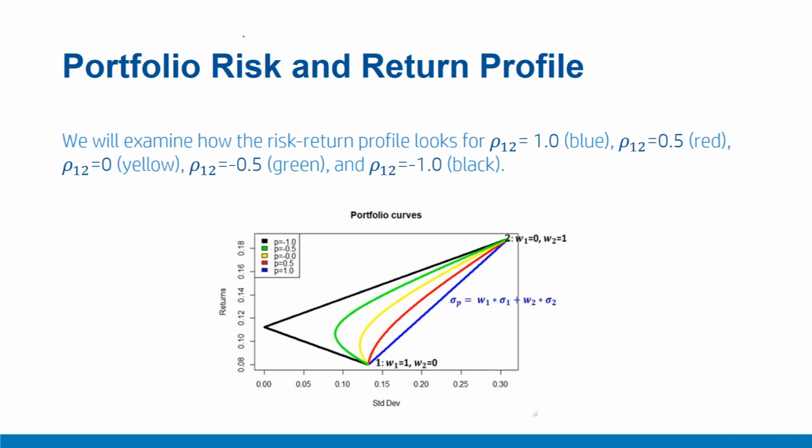Now we'll examine the behavior of returns and standard deviation for different levels of correlation and different investment proportions, that is W1 and W2, for these two securities. We have plotted all the possible portfolios for correlations corresponding to rho equal to 1 in blue, rho 1 2 equal to 0.5 in red, rho 1 2 equal to 0 in yellow, rho 1 2 equal to minus 0.5 in green, and rho 1 2 equal to minus 1 in black.